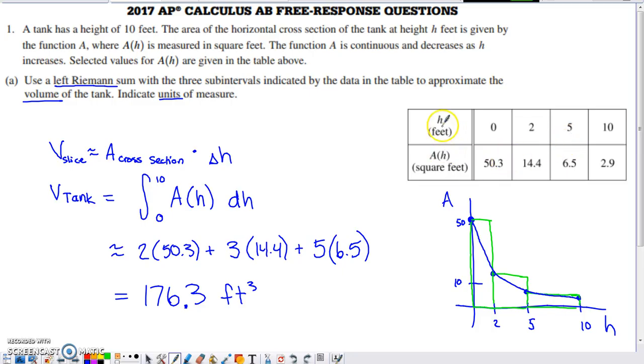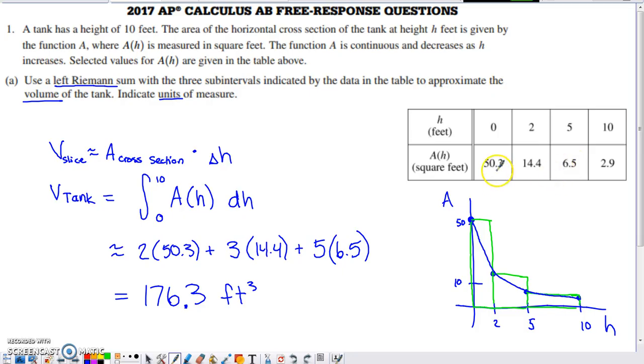And so the independent variable h is measured in feet, and you will notice that we don't have h every 2 feet. It's kind of scattered, right? So the first delta h is 2, then a delta h of 3, and then a delta h of 5. And then we have area calculations. And if you read the problem statement, a tank is 10 feet tall, and the area of the horizontal cross sections of the tank, at a height of h feet, is given by these values within the table.